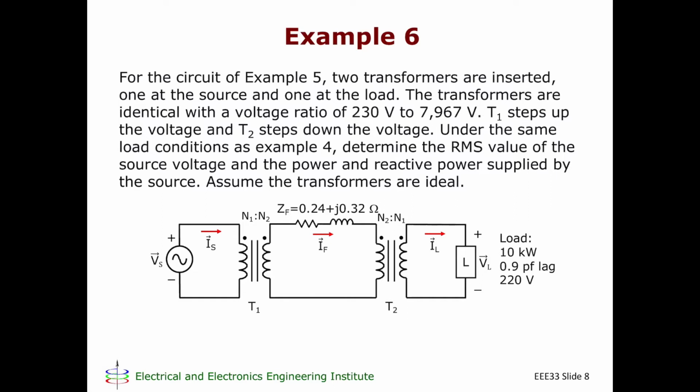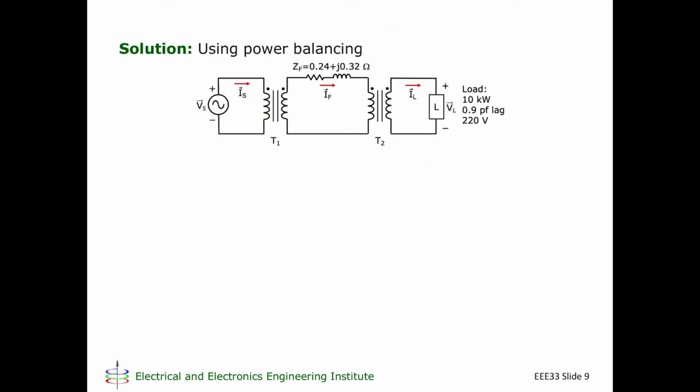The transformers were designed for the voltage at the low voltage side to be 230 volts and the high voltage side voltage to be 7967 volts. The problem is the same as with example 5. Determine the RMS value of the source voltage and the power and reactive power supplied by the source. For this particular example, we're going to use power balancing.